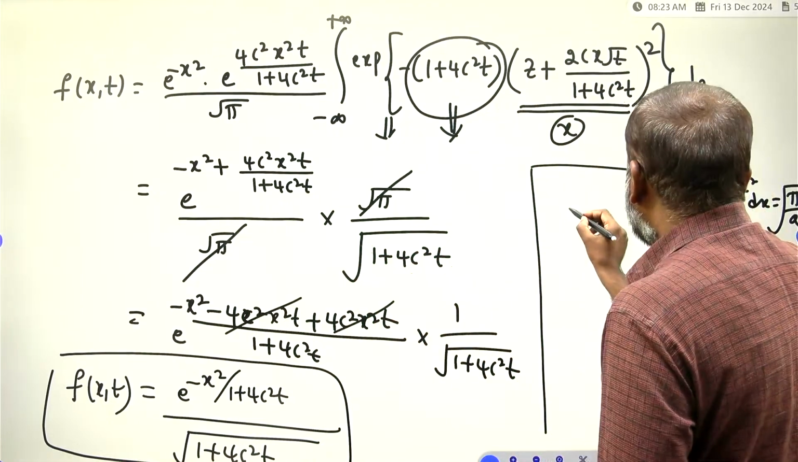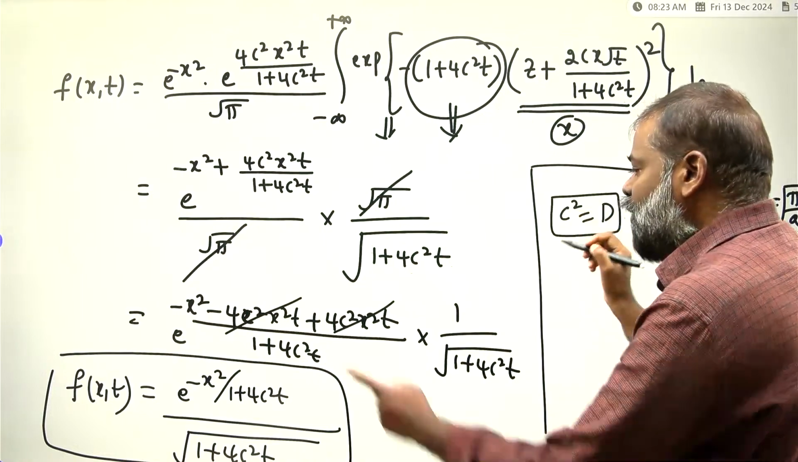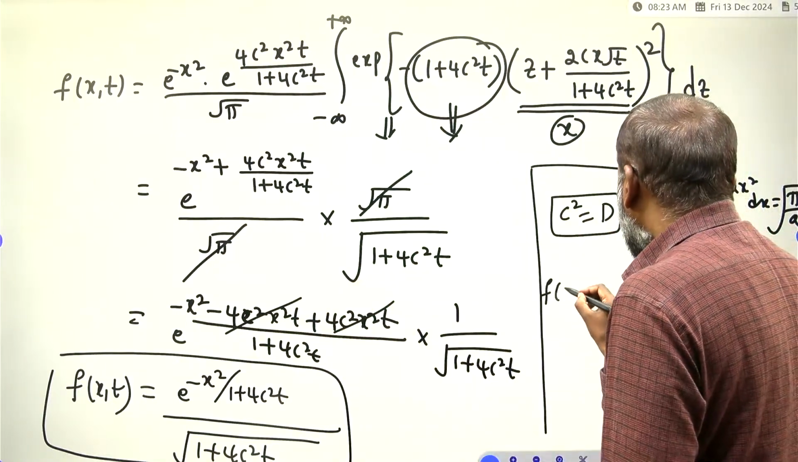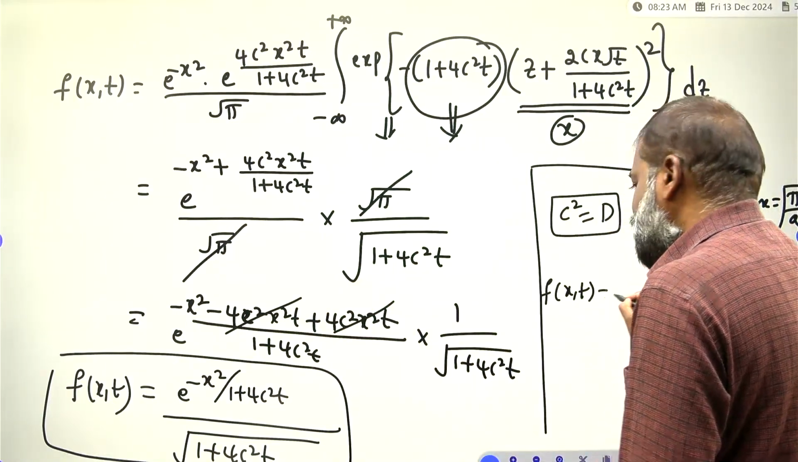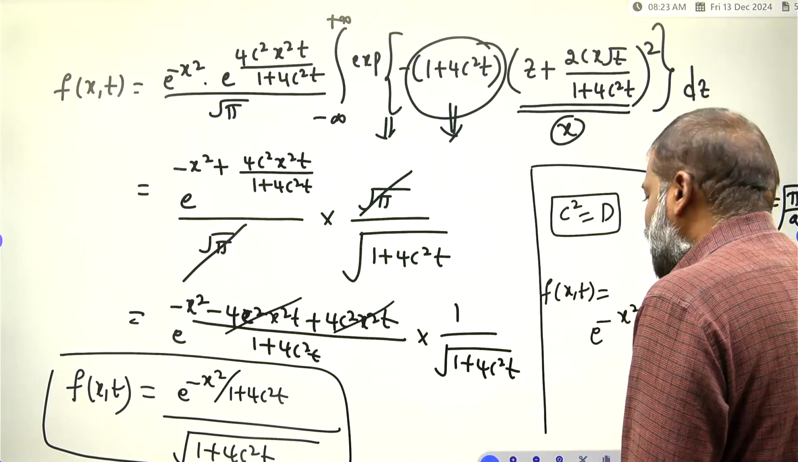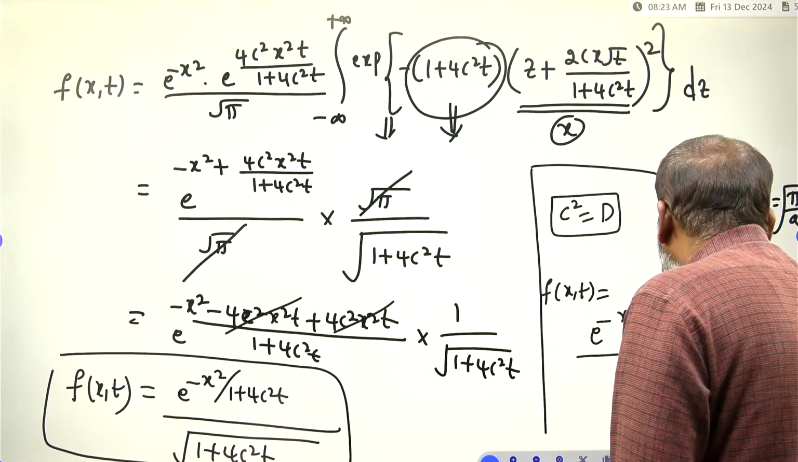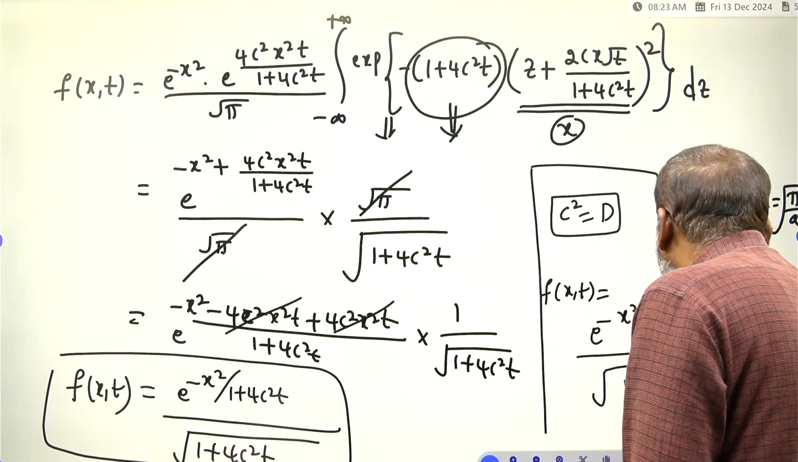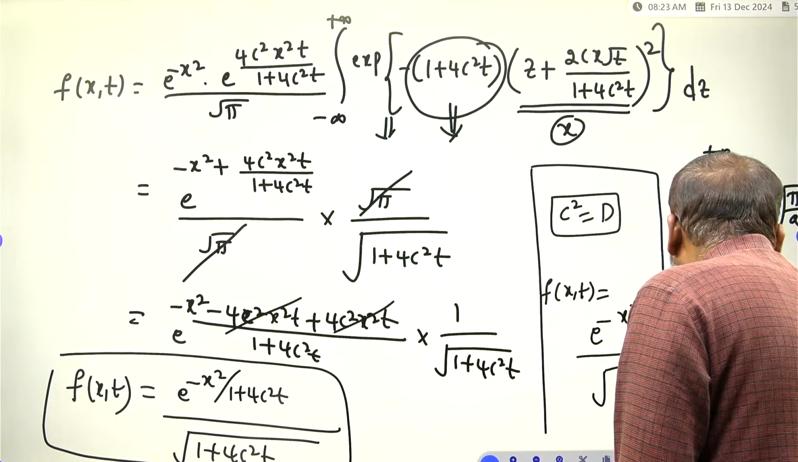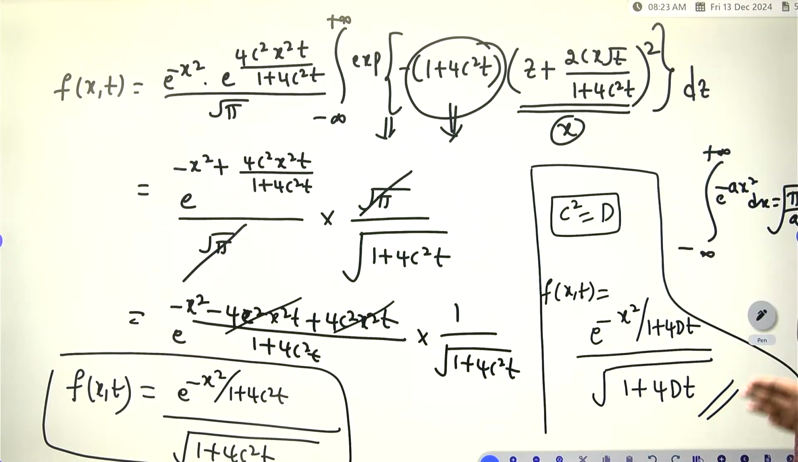The c square is equal to the diffusivity D we are taking. Therefore, you have to substitute: f of x comma t is equal to e to the power of minus x square divided by 1 plus 4Dt, divided by square root of 1 plus 4Dt. This is your answer. Now once you have to check, because it is a 5 marks question.